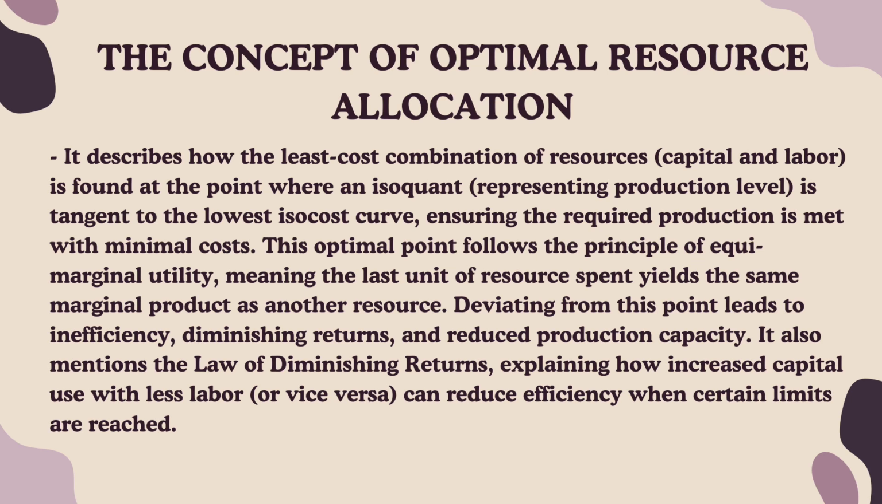Deviating from this point leads to inefficiency, diminishing returns, and reduced production capacity. It also mentions the law of diminishing returns, explaining how increased capital use with less labor, or vice versa, can reduce efficiency when certain limits are reached.